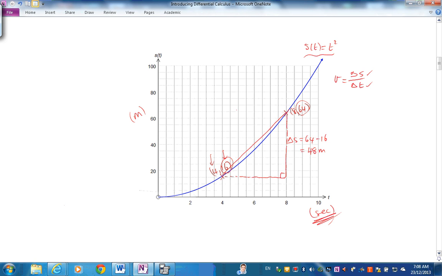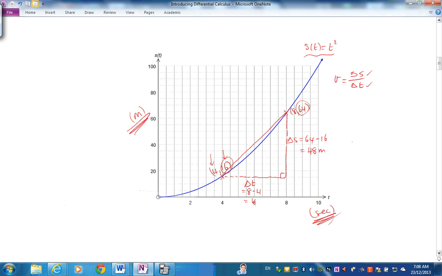Don't watch that. I made a big mistake there in drawing that graph. I haven't put the units in. That's important. And delta t, change in the x step if you like, is 8 take 4, which is 4.